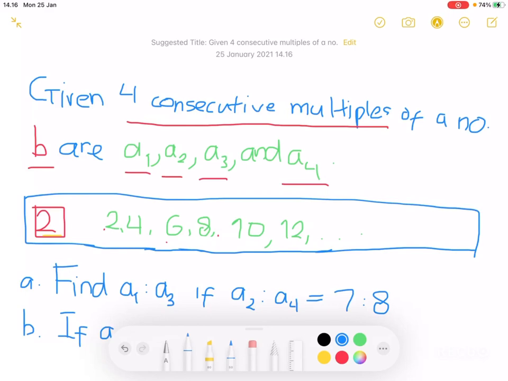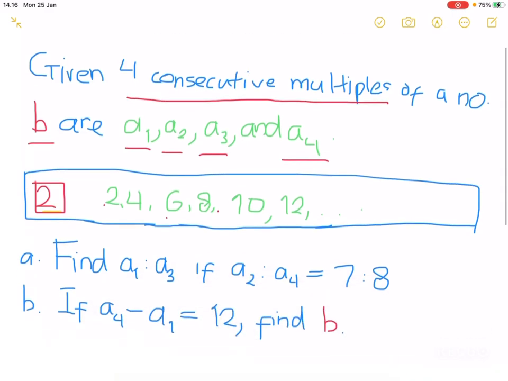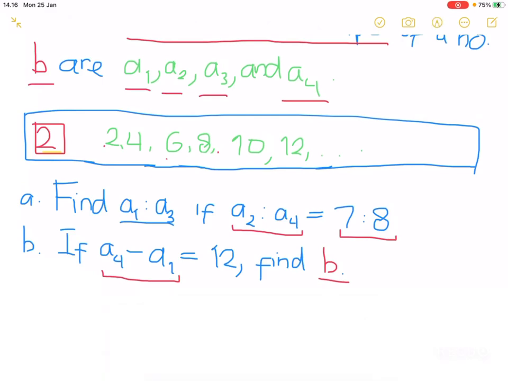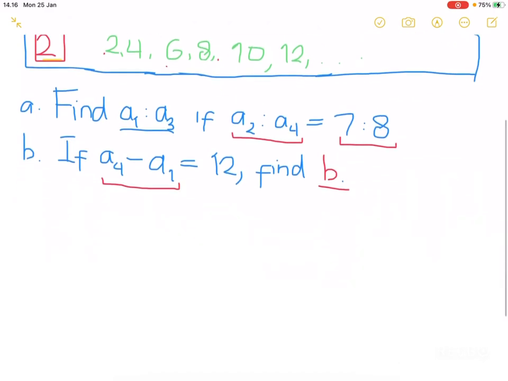Okay, so for the first part, we're going to find the ratio of a1 to a3, and it's given that the ratio of a2 to a4 is 7 to 8. And for the second part, given that a4 minus a1 is 12, we need to find b. Now it looks like we're not given enough clues for this one, but we can set up a trick that I'm going to show you.